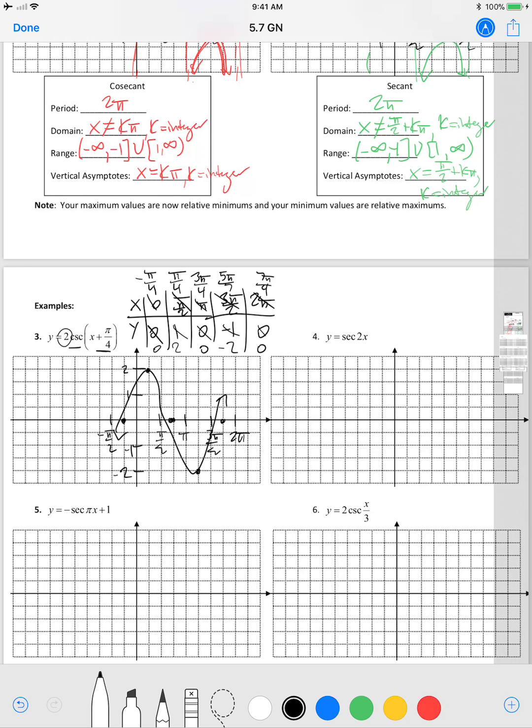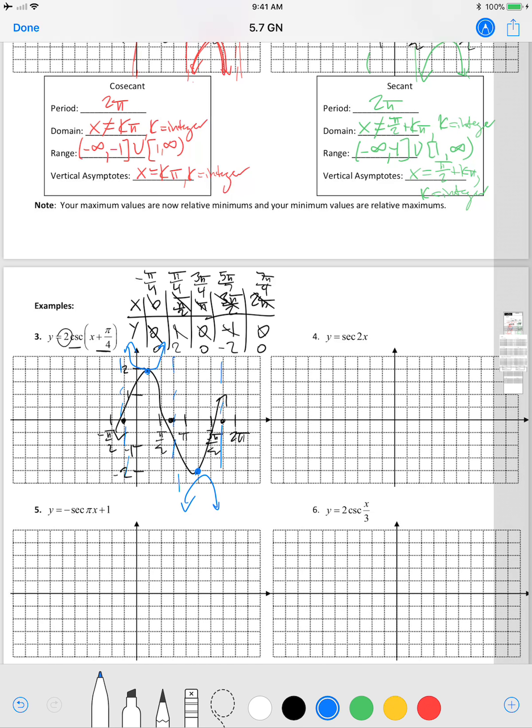And then anywhere I have an x-intercept becomes my vertical asymptotes. And then my relative minimums come from my maximums from the sine graph. And then my minimums from the sine graph become my maximums. So, same thing as before. I'm graphing the same sine function that I had, the same way that we've learned, except now I take all of my x-intercepts, they become asymptotes. I take all of my minimums, they become maximums, and my maximums become minimums.